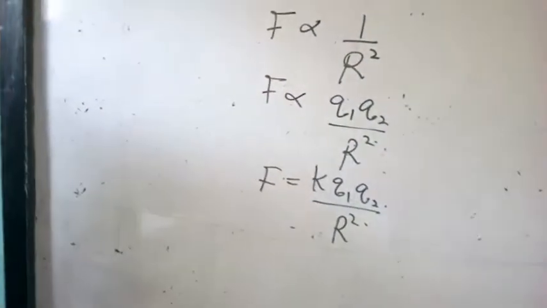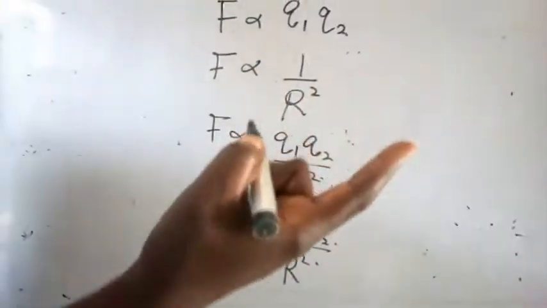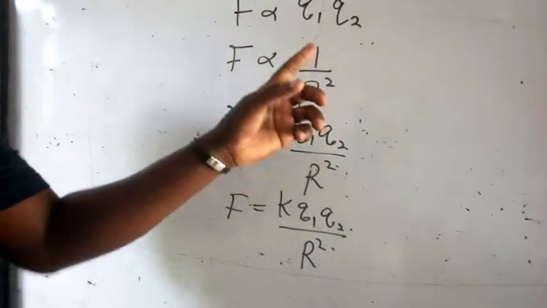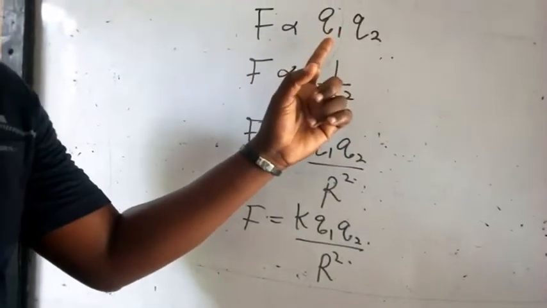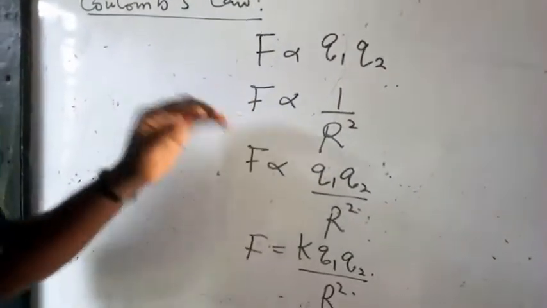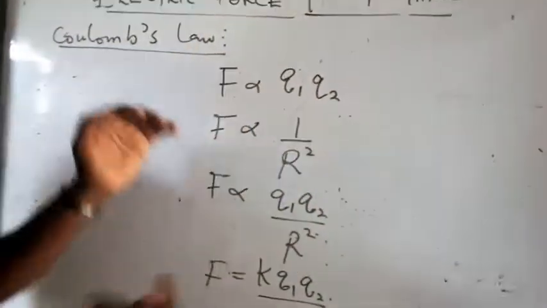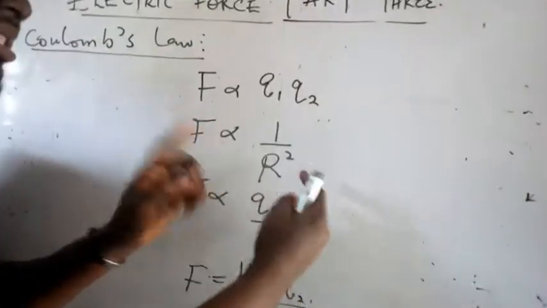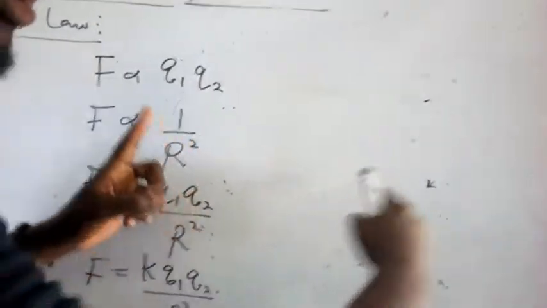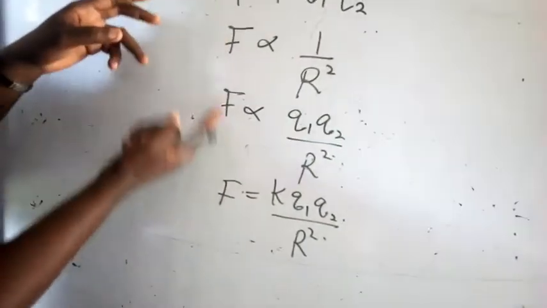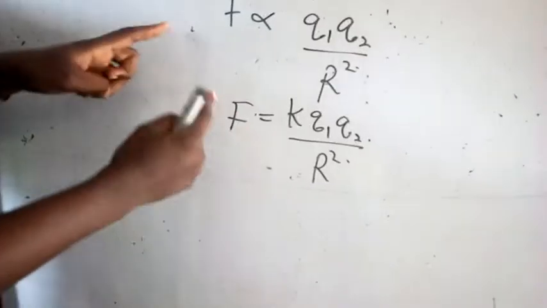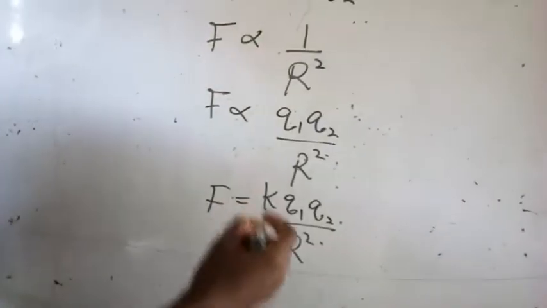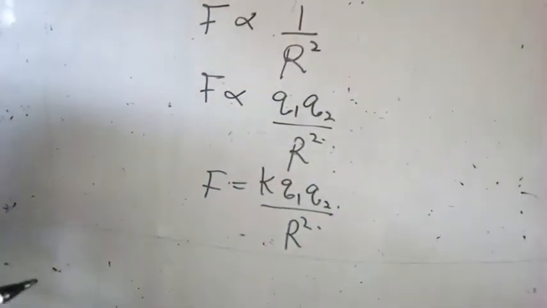So therefore I can state that Coulomb's law states that the force of attraction or repulsion is directly proportional to the product of the two charges Q1 and Q2, in conjunction, I'm now combining them together, and inversely proportional to the square of the distance between the two charges. As you can see here, that is what I've just done. I apply what they call joint variation in mathematics. So this K here is a constant.